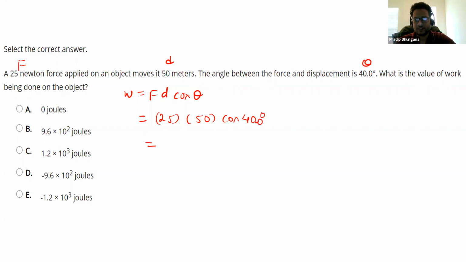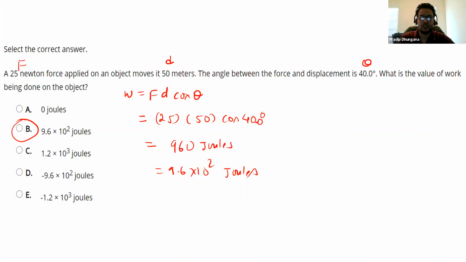You can use either Desmos, or any other online calculator, or if you have a calculator on your phone, you can use that calculator. Then you will get around 960 joules. And that is 9.6 times 10 to the power 2 joules in scientific notation. So the correct choice for this problem is B, 9.6 times 10 to the power 2 joules. So that is one of the questions from your unit 4 post-test.